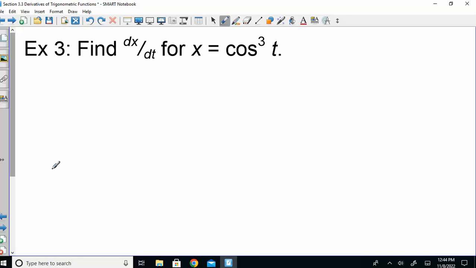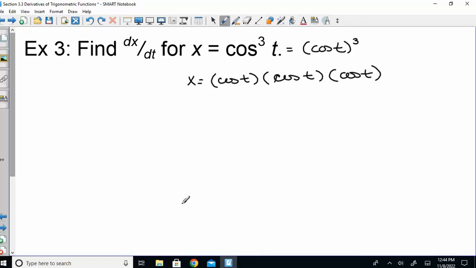All right, find dx/dt. That's another way of saying find the derivative. This is x equals cosine cubed t. We are going to have to rewrite this. Cosine cubed, I could write it like this, but we still don't have a rule yet. We have a rule if it's just x to a power, but not if it's a function to a power. So what's another way I could write that? Cosine t times cosine squared t, but we can't do the derivative of cosine squared either, so let's just write it 3 times.